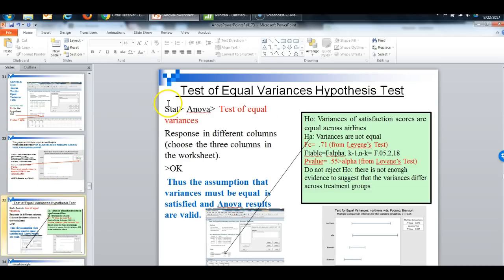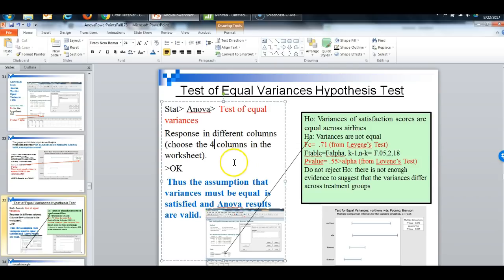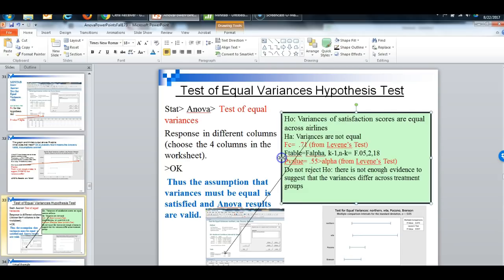So we're going to do one more time: Stat, ANOVA, test for equal variances, response in different columns. We're going to choose the 4 columns in the worksheet. And then H0: variances of satisfaction scores are equal across airlines. There's my H0. This is a really important hypothesis. It's our second major hypothesis that we've been learning. So H0: variances of satisfaction scores are equal; H1: variances of satisfaction scores are not equal.